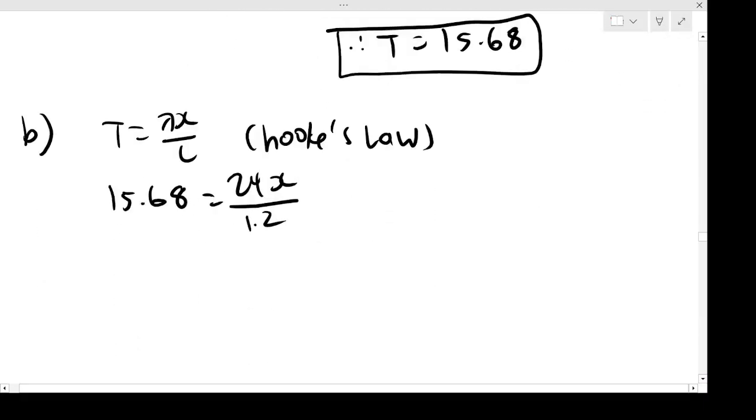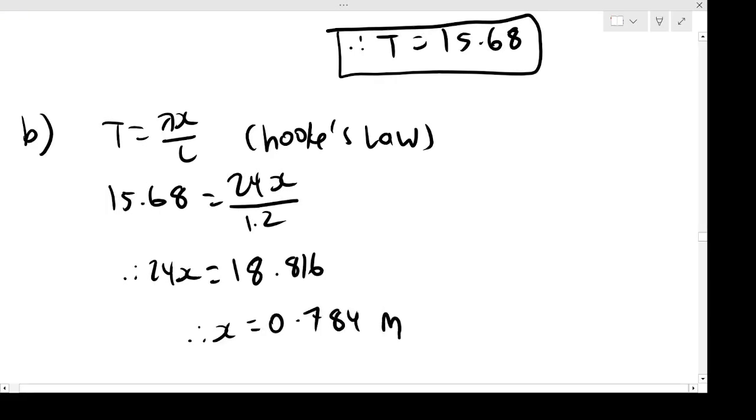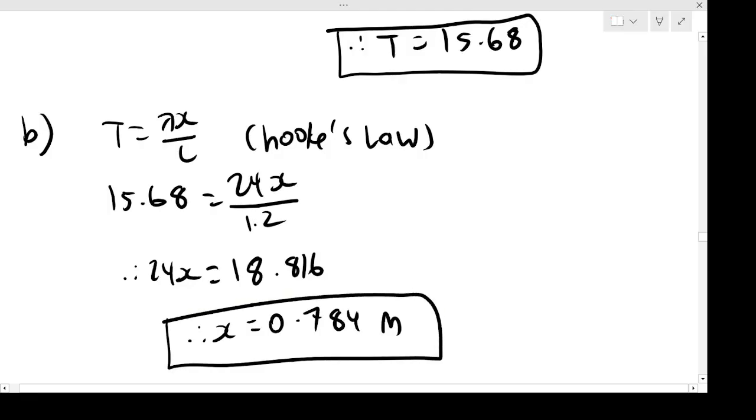So therefore we can solve for x here. So 24x is going to be 18.816. So therefore x on its own is going to be 0.784, and that is my extension x.